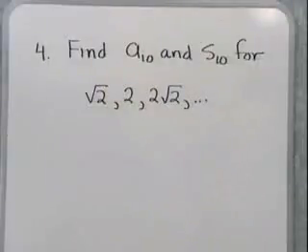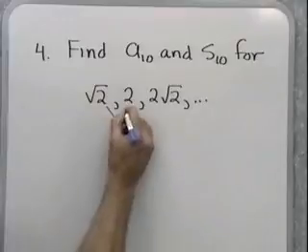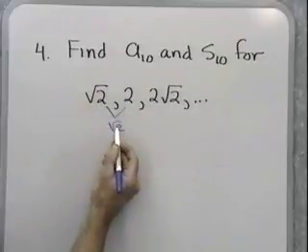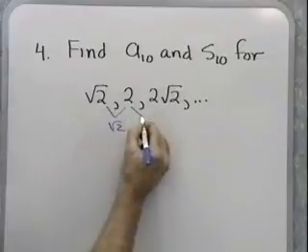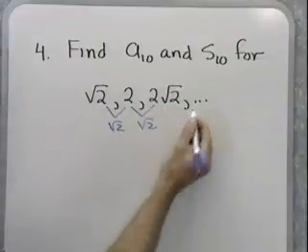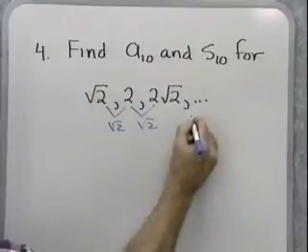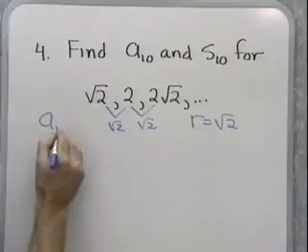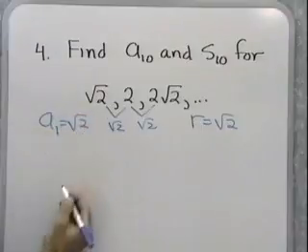Problem number 4, we have find a sub 10 and s sub 10 for square root 2, 2, 2 square root 2, so on and so forth. So you can see that the common ratio right here is going to be square root 2. I'll multiply square root 2 by square root 2, and I get 2. 2 times square root 2 is going to be 2 square root 2, so on and so forth. So my common ratio r is equal to square root 2. My first term, a sub 1, is also equal to square root 2.